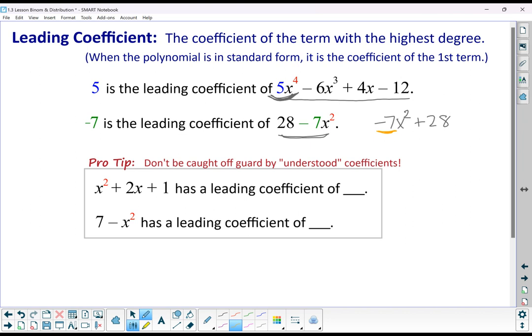Pro tip, don't be caught off guard by understood coefficients or unwritten coefficients. This polynomial has a leading term of x squared. That is the most powerful term. Its coefficient is 1. It's not written there, but we understand it to have a coefficient of 1. This next polynomial is not in standard form. If we wrote it in standard form, it would be negative x squared plus 7, and that has a leading coefficient of negative 1. So if the coefficient is a 1 or a negative 1, we won't necessarily see the 1 there. So just be aware of that.